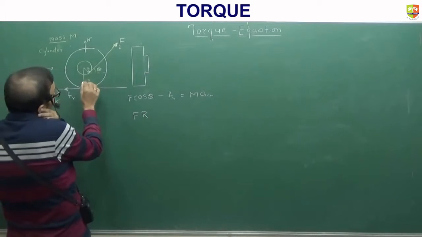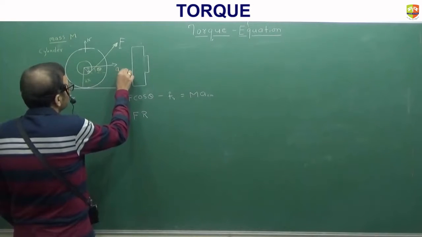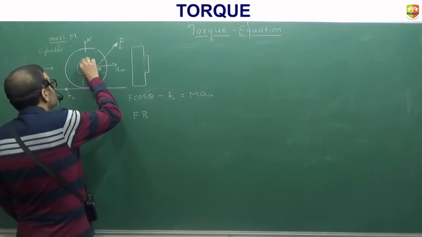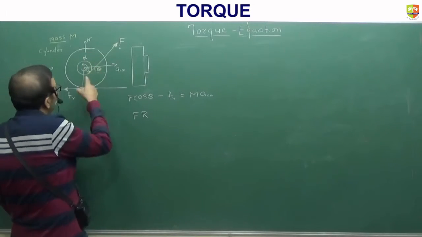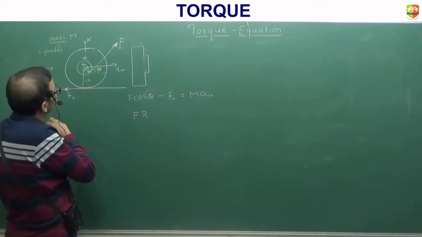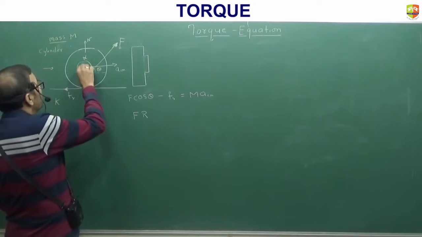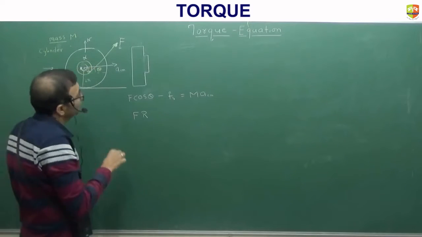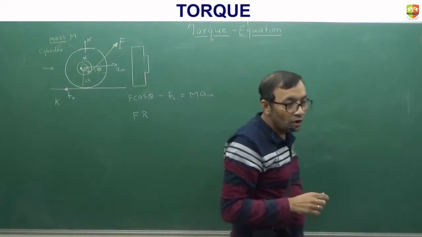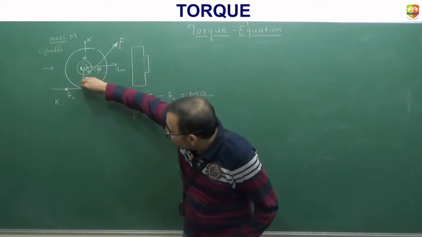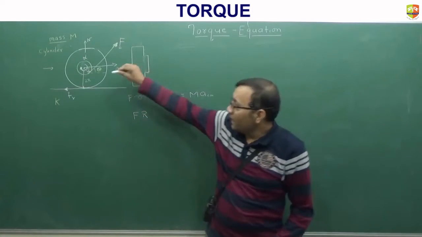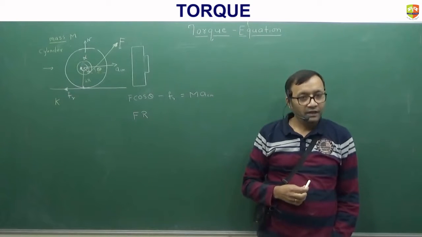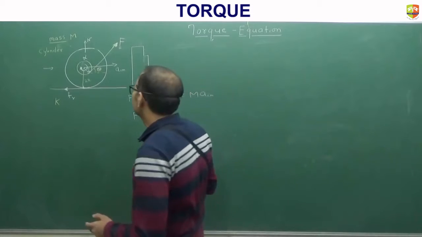By the way, if this is A cm, then this is angular acceleration alpha. Why should I take angular acceleration alpha like this? It should be like this, alpha. Why should I take it like that? The reason: only then this point can be at rest. Only then alpha into R this way and A cm that way. Getting it? Everywhere there should be consistency.